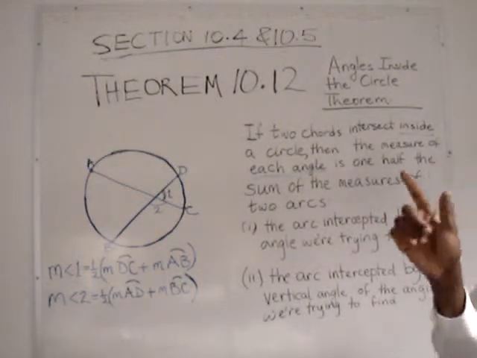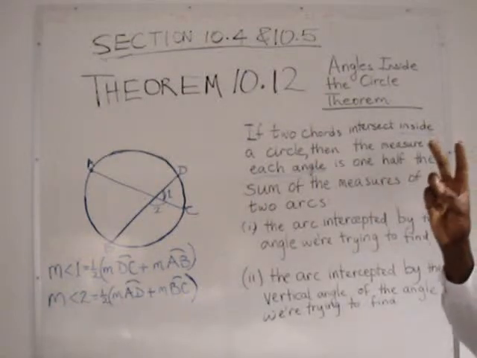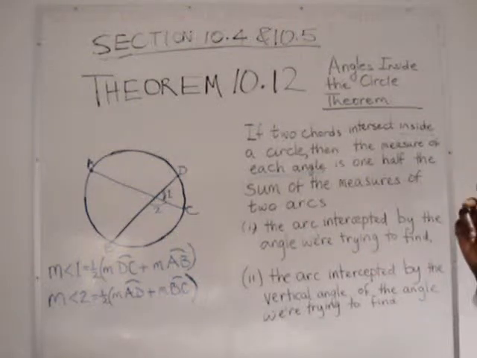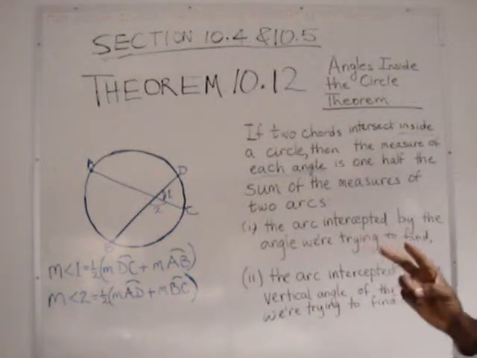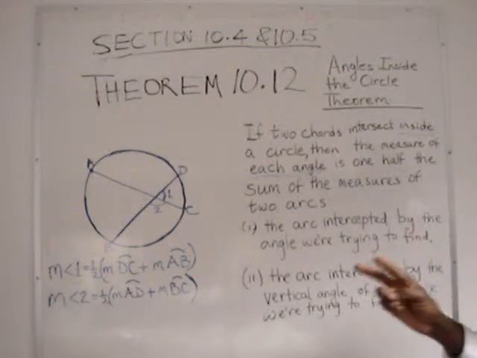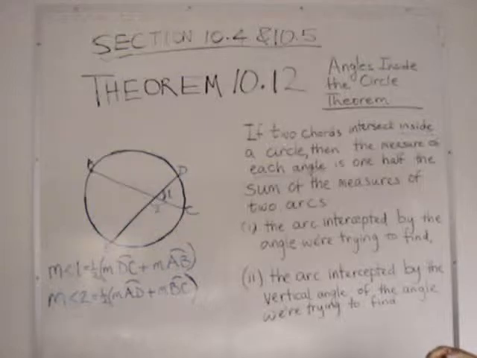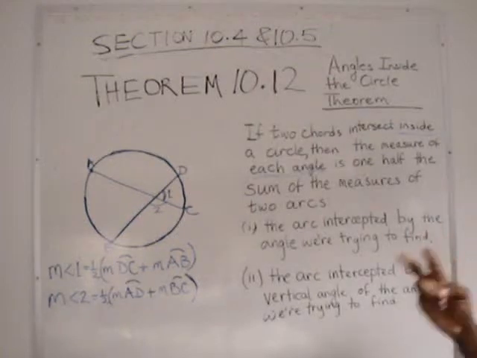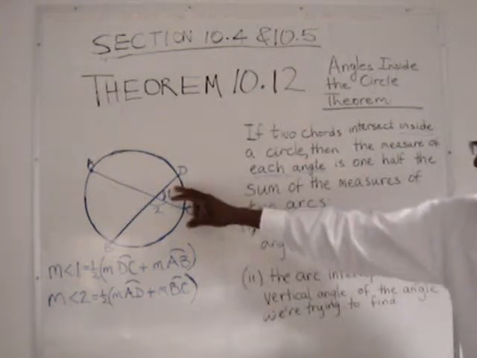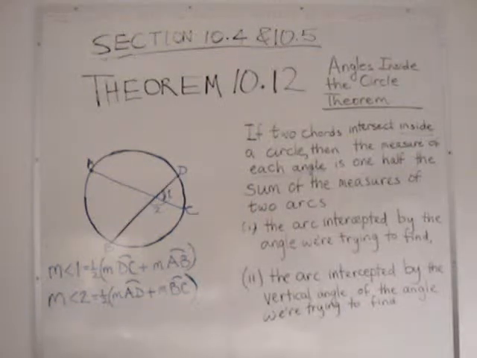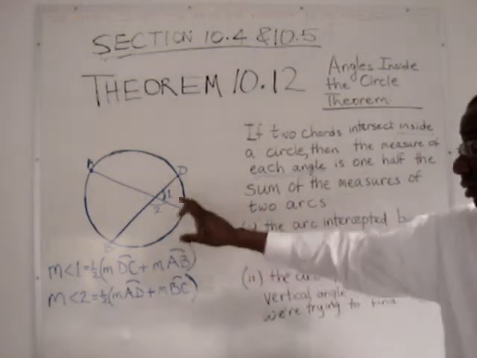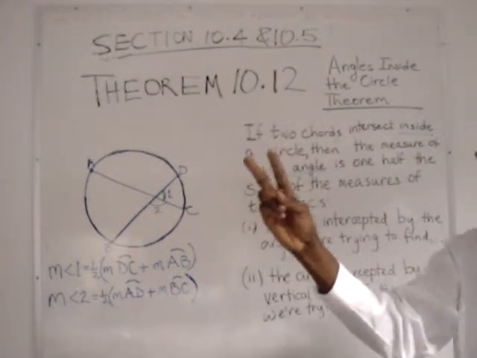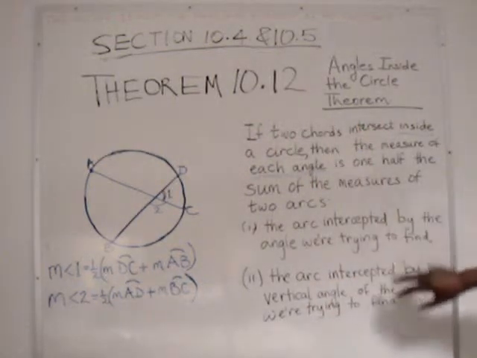So for each angle, you need to think about 2 arcs, and you're going to find the measure of each of those 2 arcs and then add them together and take half of it. So it's like taking the average of the measure of the 2 arcs that are related to each angle. And what are those 2 arcs? For each angle that we're talking about, you need to think about 2 arcs. So what are those 2 arcs? Those 2 arcs are defined as follows.